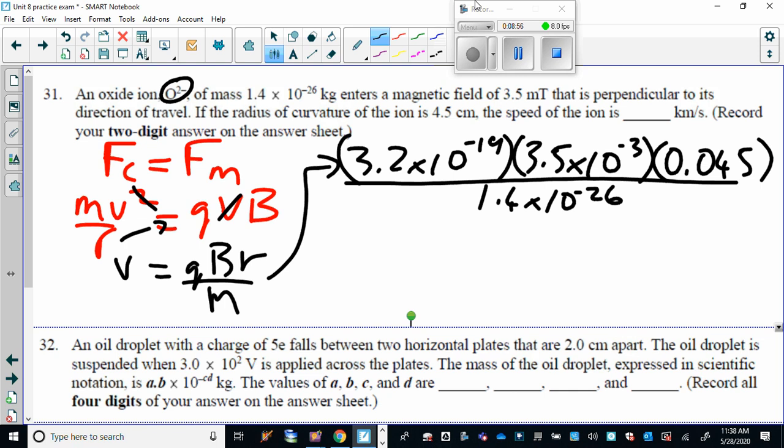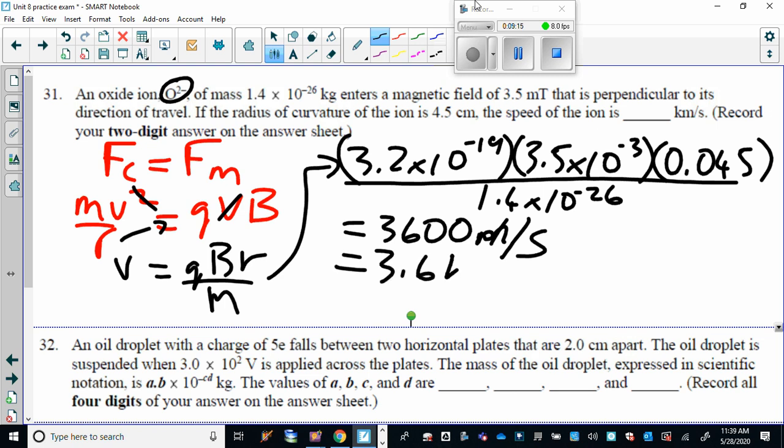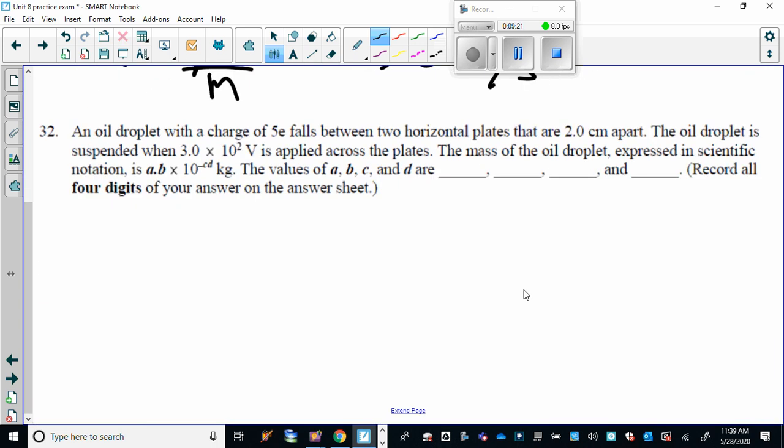Change the centimeters to meters, and you're going to get an answer of 3,600 meters per second, but they want the answer in kilometers per second, so move the decimal place: 3.6 kilometers per second. Number 32, we've got a Millikan oil drop.